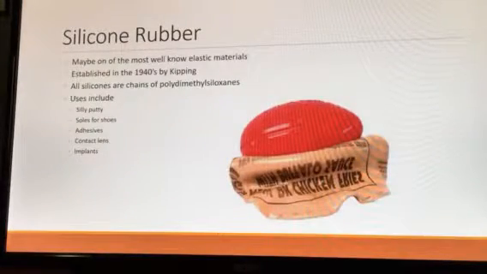One of the most well-known synthetic elastomers is that of silicone rubber. Silicone rubber was established in the 1940s by Kipping's work, which was based off research done by Hyde years earlier. These elastomers quickly became famous as they were used in the soles of the boots Neil Armstrong wore while taking the first steps on the moon. Other uses include Silly Putty, the adhesive in postage, shampoos, contact lenses, and even implants.